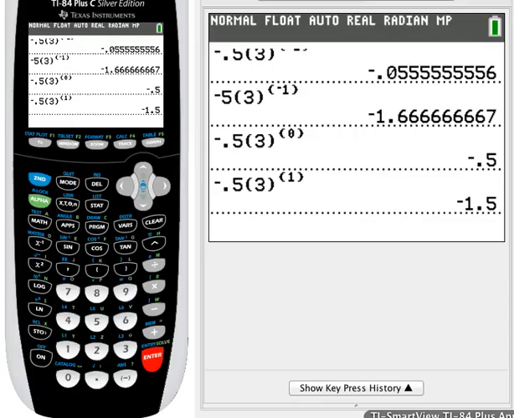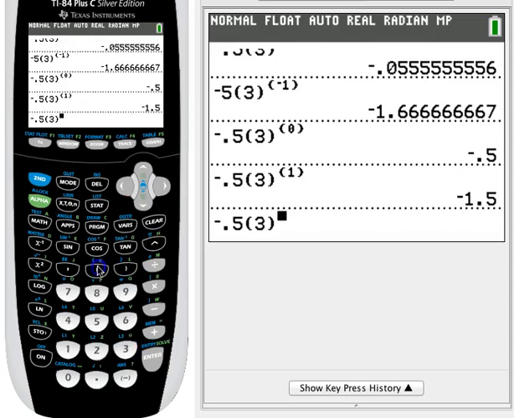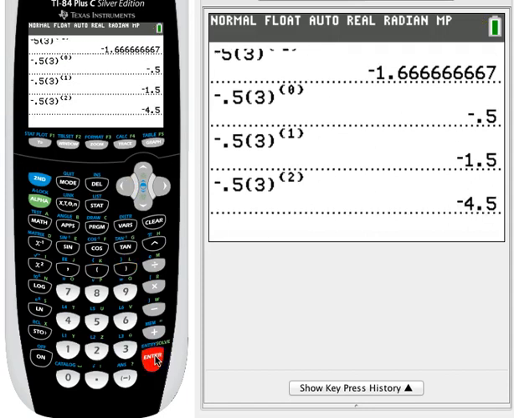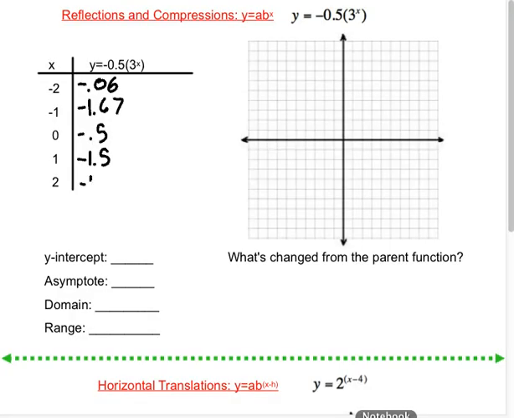Let's try 2. So -0.5, oops, -0.5 times 3 to the second power. That's going to give us -4.5. Okay, so again, stretches, compressions, reflections. You just use the whole function. Okay, so here, this is what I'm going to graph now.